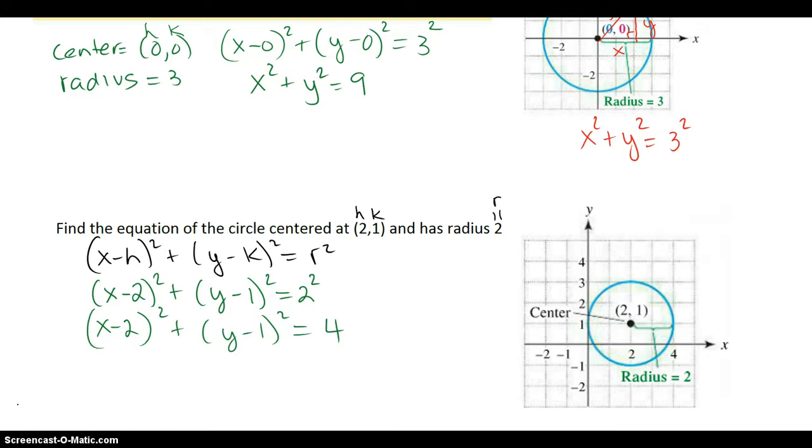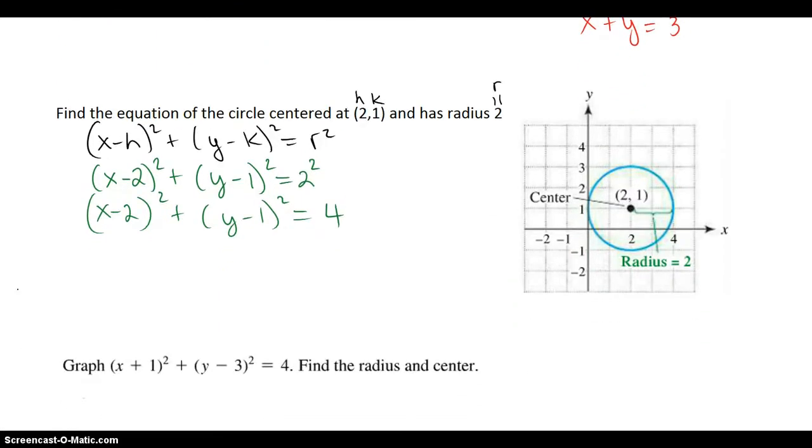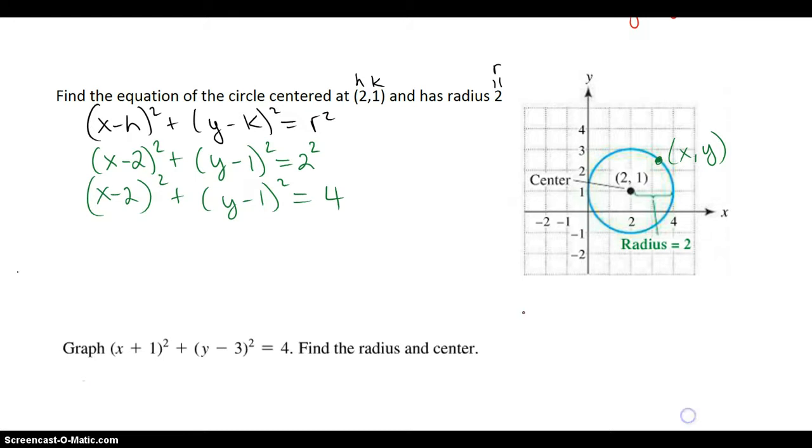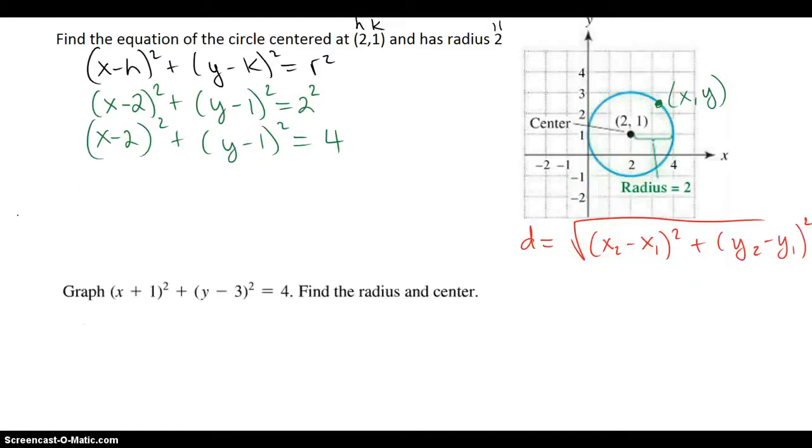Find the equation. If you want to see why it makes sense, I could use the distance formula for this. So let me do that again, what we did before. Let's just call this (x, y). And this time, let's do it in red, the distance formula, just to see if this formula makes sense. Here's the distance between two points, and I'm going to call this one my (x2, y2), that's my second point, and this would be my first point.